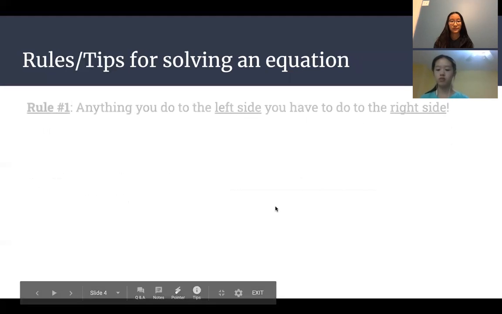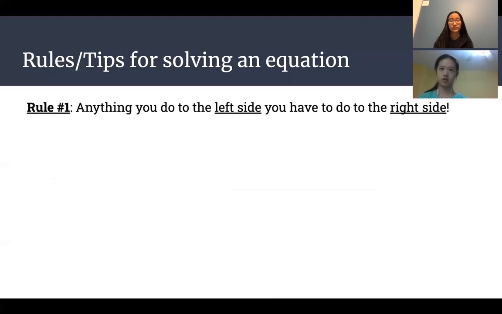So, some basic rules for solving an equation. This is probably the most important rule: anything you do to the left side of the equal sign, you have to do to the right side. Let's say you have this very simple equation, 2 plus 3 equals 1 plus 4, which is true because 2 plus 3 equals 5 and 1 plus 4 equals 5. If you simplify it, 5 equals 5. So yes, that's an equation because both sides are equal.